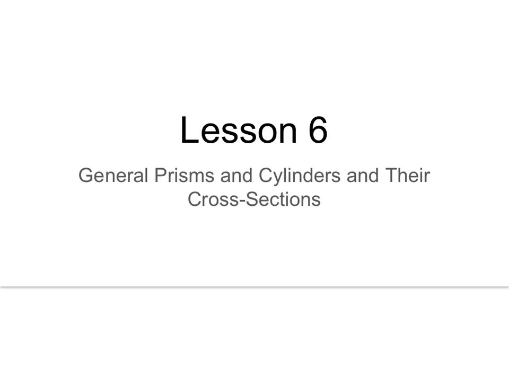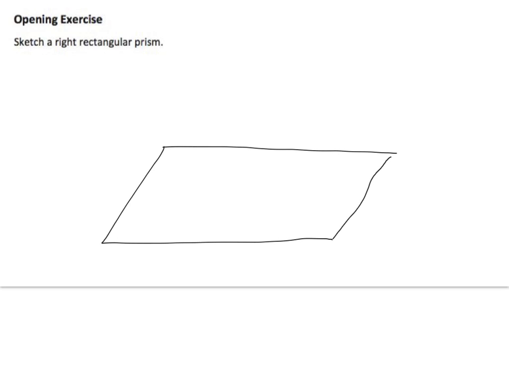Hey Geometry, let's look at general prisms and cylinders and their cross sections. So first of all, sketch a right rectangular prism. All that means is a base. I'm going to have a hard time with this, but we'll try. The base, that's awful. What I need are the lines to snap to being straight. The base is a rectangle.